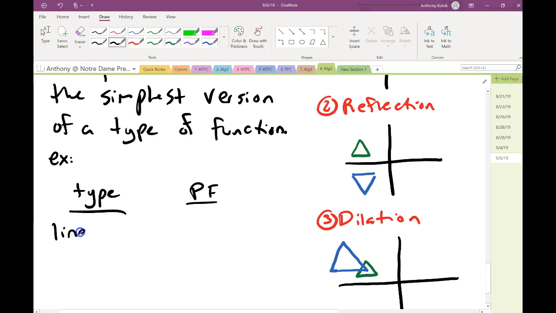I think everybody said they remember talking about linear functions in their Algebra 1 class. The parent function for the linear functions is just y equals x.